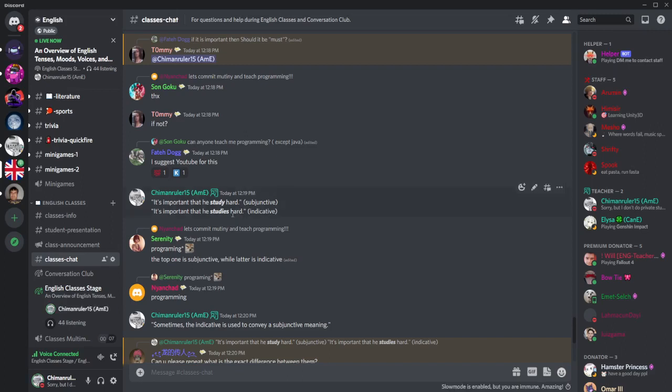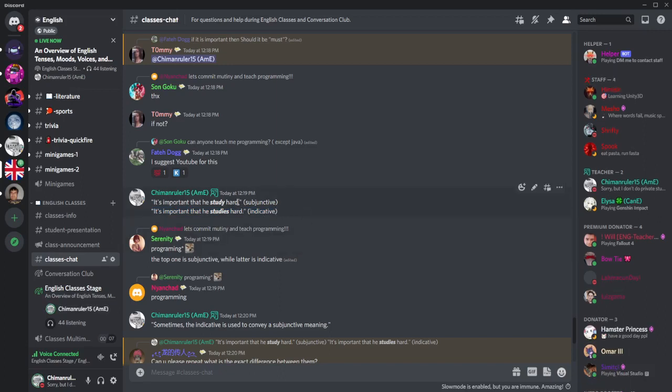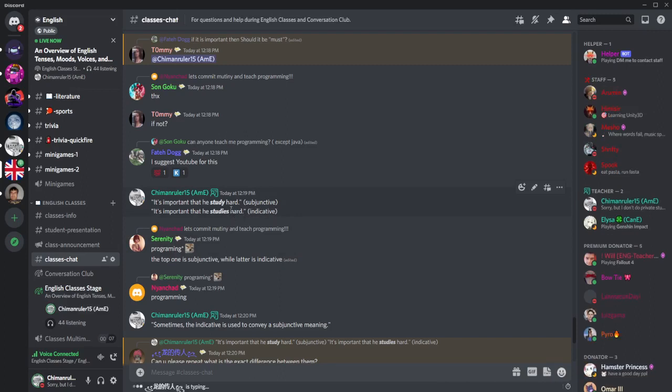Whereas the second one means that he studies hard, and that's an important fact. So the second one shows that someone actually studies hard, whereas the first one means that someone wants him to study hard. So it's a difference. The first one is more of a request. The second one is more of just an observation of fact. It's a factual statement. So that's the difference.